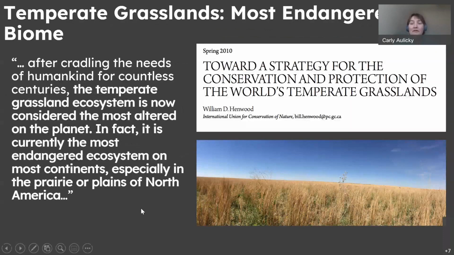Unfortunately, this really amazing dynamic system that we have globally is considered to be the most endangered biome or terrestrial biome in the world. So if we look at temperate grasslands across the entire planet, they're among the most imperiled. And unfortunately, that's especially true for the Great Plains and the ecosystems we have here in North America.